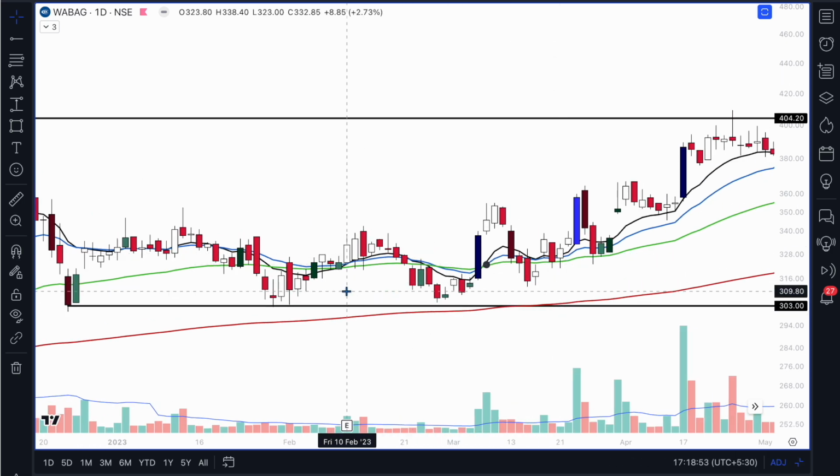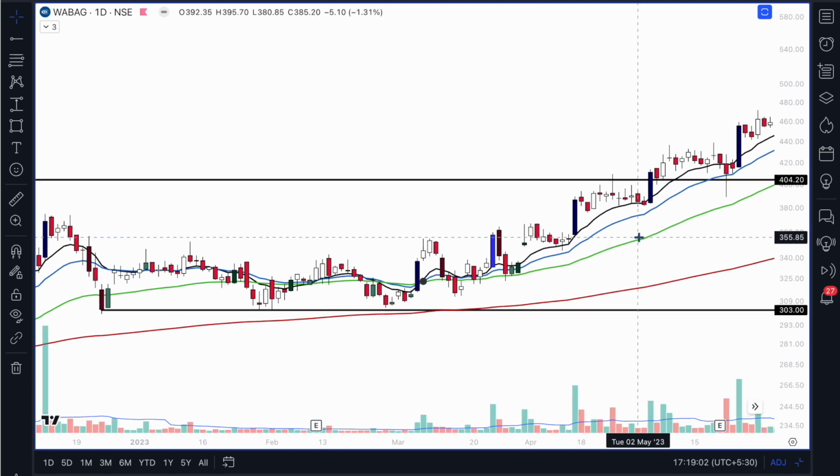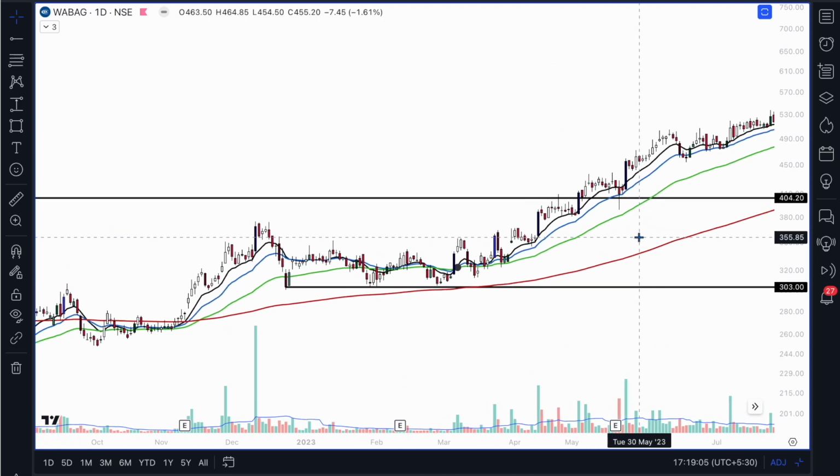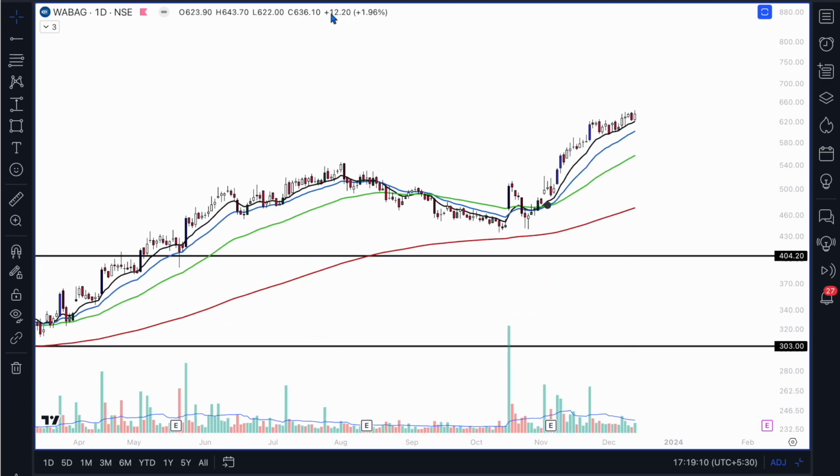So what you could have done, once the support is established here, you need 2 touch points. You can start entering in these areas. Right? And then simply see how the stock moved from here onwards. Then again, it did a very similar thing.